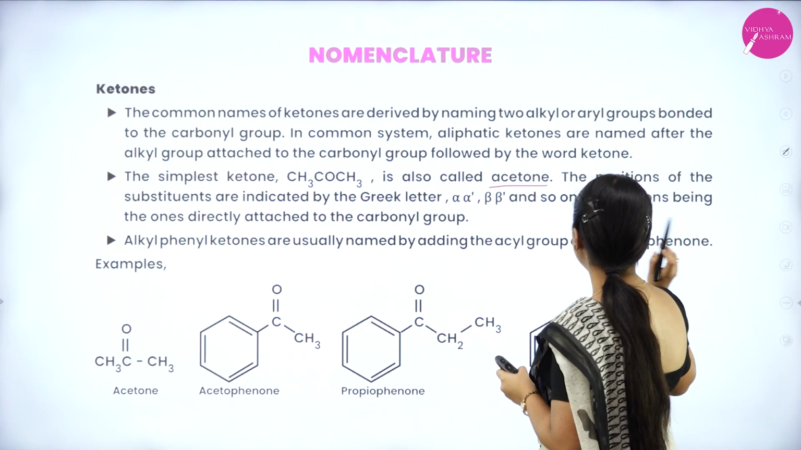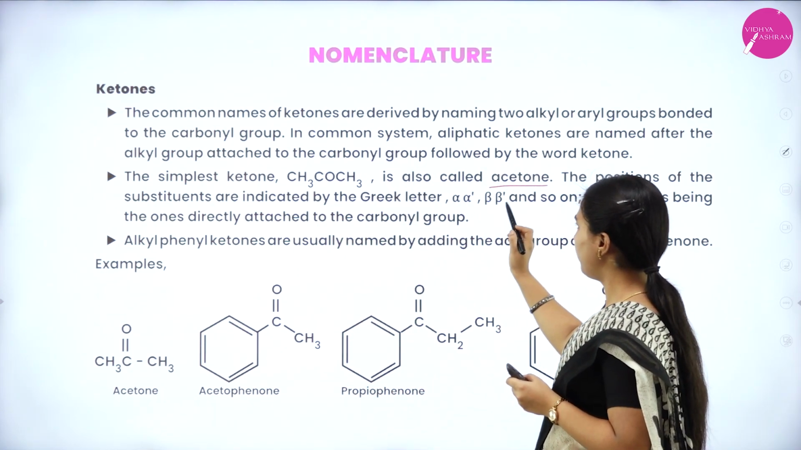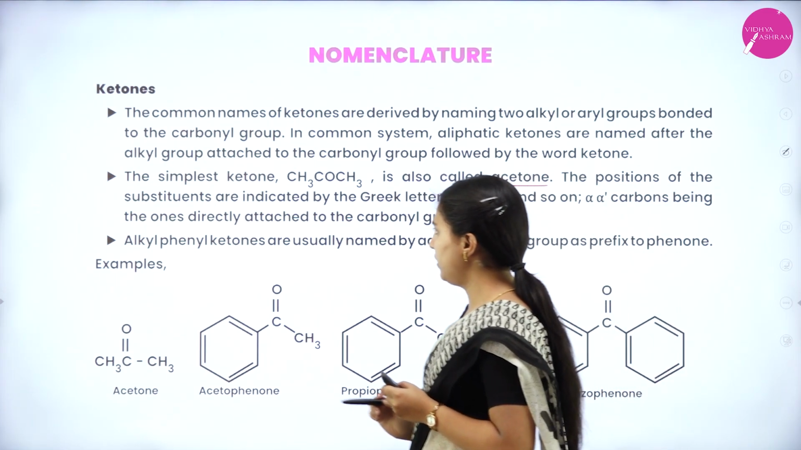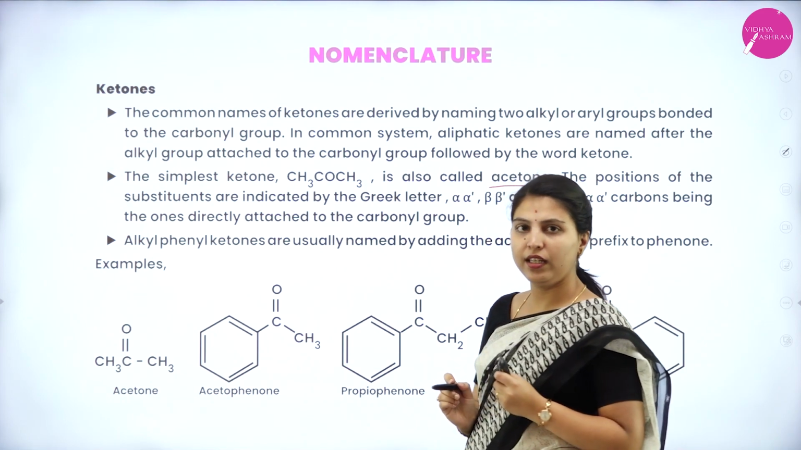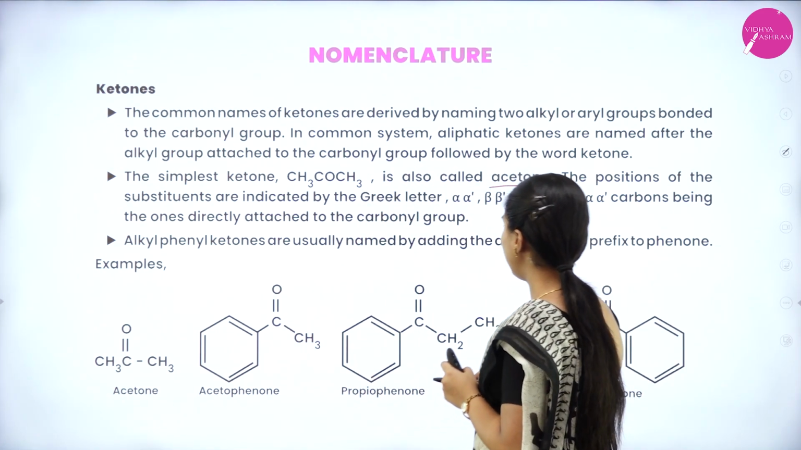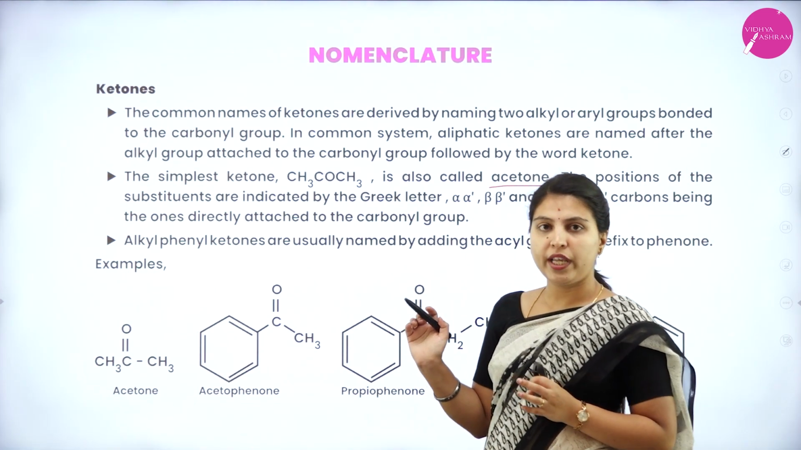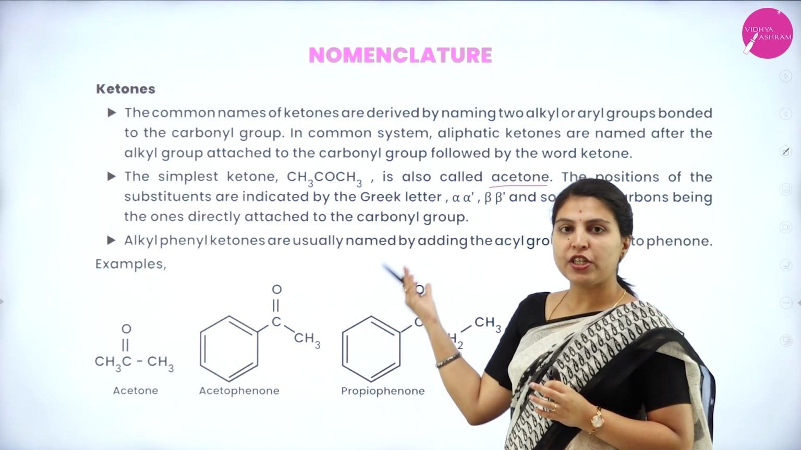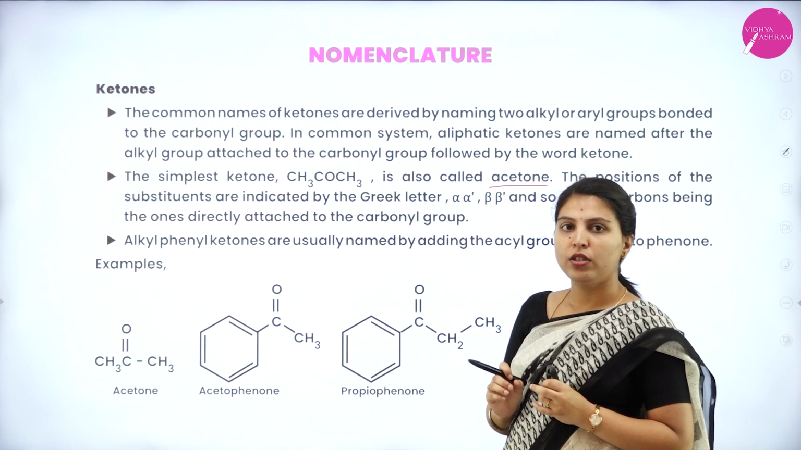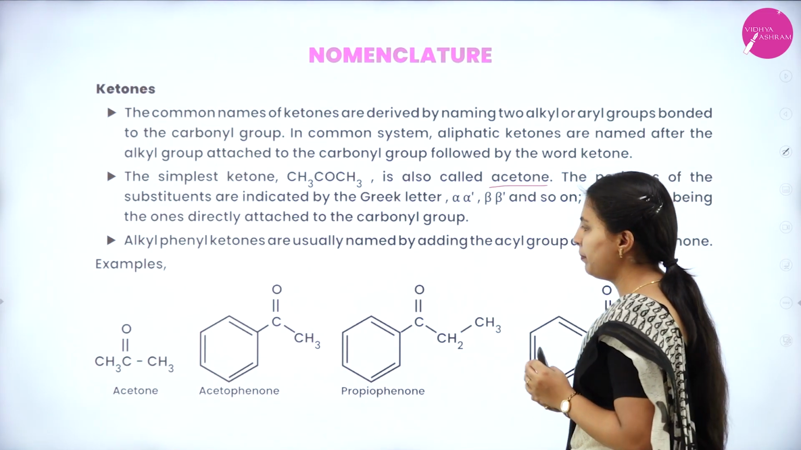The positions of the substituents are indicated by the Greek letters alpha, alpha dash, beta, beta dash and so on, alpha and alpha dash carbons being the ones directly attached to the carbonyl group. Alkyl phenyl ketones are usually named by adding the acyl group prefix with the suffix phenone. This is the functional naming of ketones. So if alkyl phenyl is there, phenone will be the suffix.